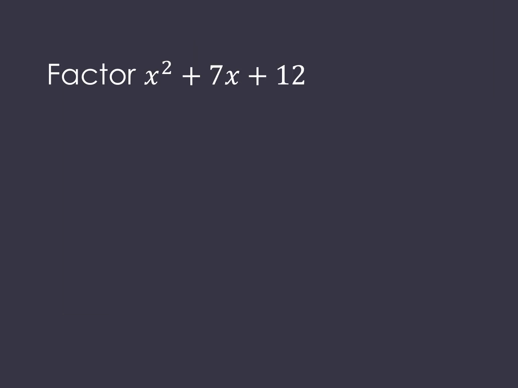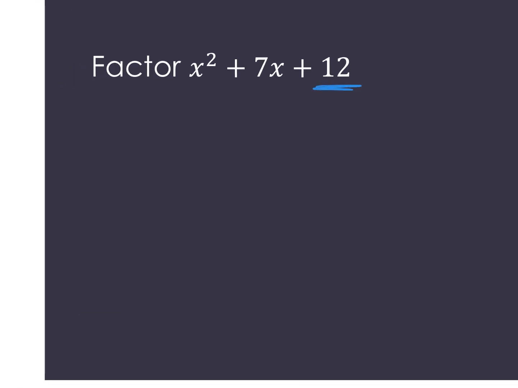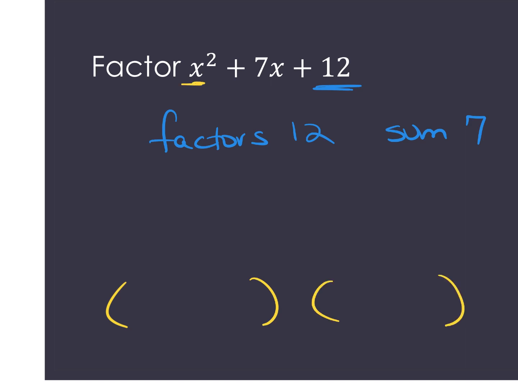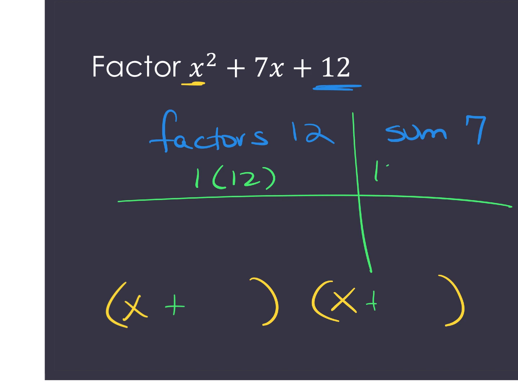So the next one, again, I'm looking for factors of 12 that will sum to 7. So again, if you want to get your binomials set up, x's go here. Notice they're both positive, so it'll be plus, plus. And now let's find those numbers. So 1 times 12, but when I add that, I get 13. Not the 7 I'm looking for.